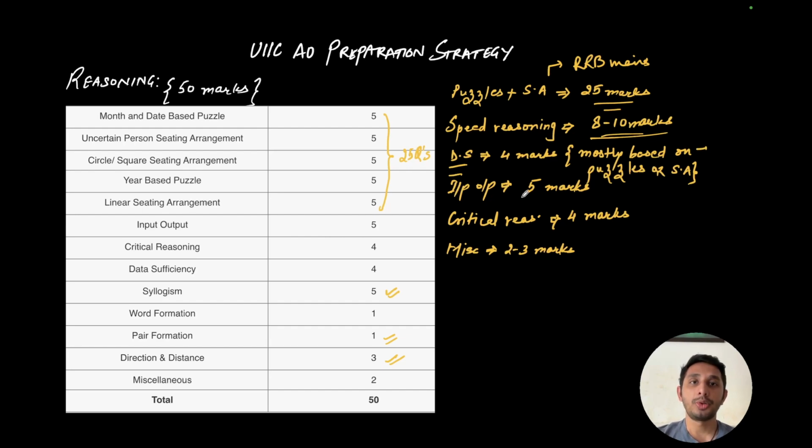In input output, machine input output will be asked. It is generally asked in all such exams, and it is of 5 marks. Critical reasoning will be asked, since it is of 50 marks, few questions will be asked. And miscellaneous, that pair formation, like word formation, I've already taken here. These are speed reasoning. Okay. Pair formation and all are miscellaneous. Word formation, miscellaneous word related or alphabet related questions might be asked.